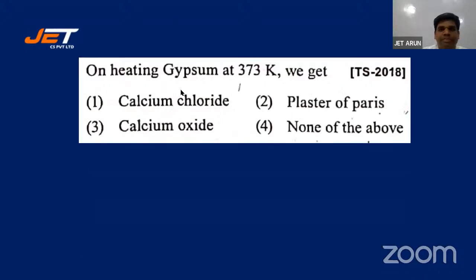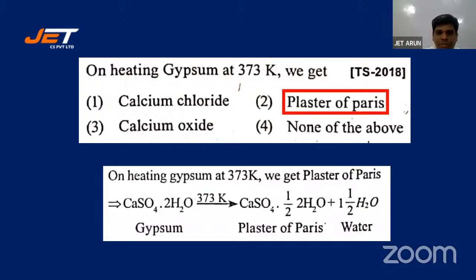On heating gypsum at 373 Kelvin, we get dash. Calcium chloride, plaster of Paris, calcium oxide, none of the above. What do we get when gypsum is heated? Okay, 2, option 4, none of the above. Let's see. What you get is plaster of Paris.